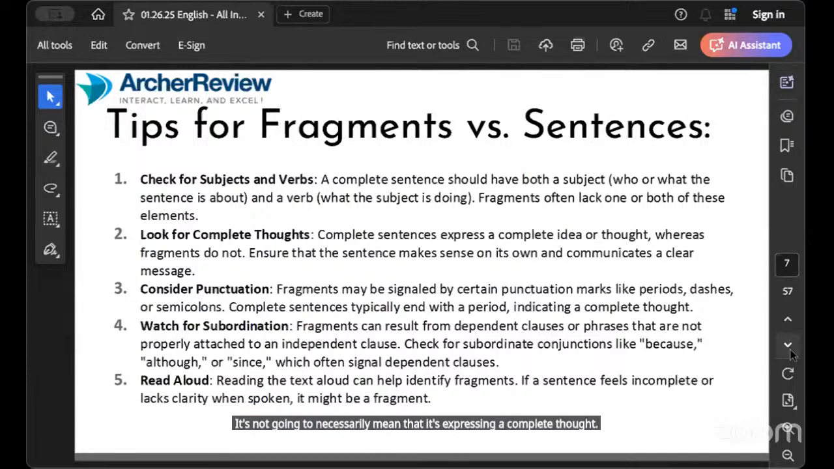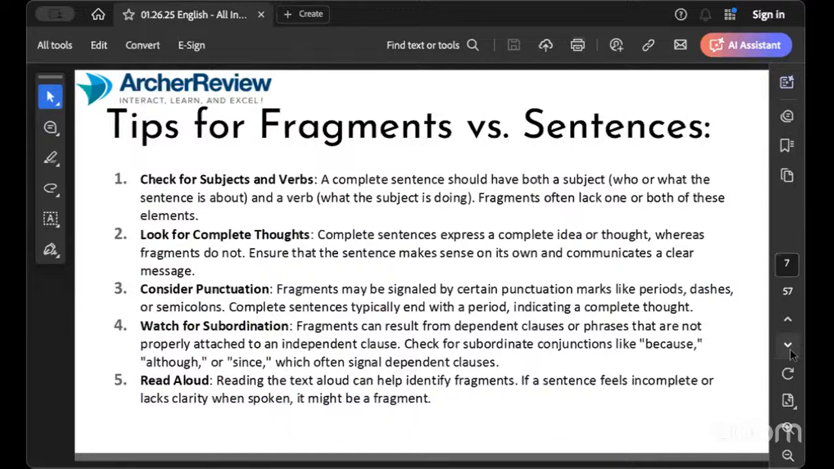Typically, yes, if it has a period, that means it should be rounding out a sentence. However, we know that there are trick answer options, so we want to be on the lookout for those. But complete sentences typically will end with a period, end in that complete thought, but be careful of those. Now, if you see dashes and semicolons, then you know automatically that you don't have a complete sentence.